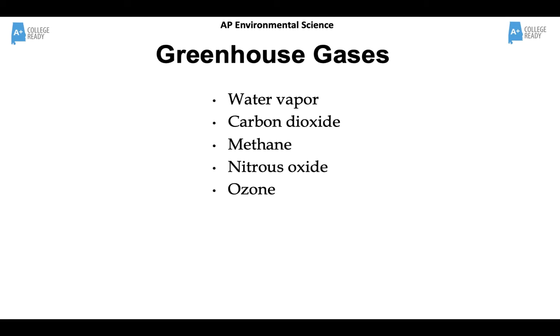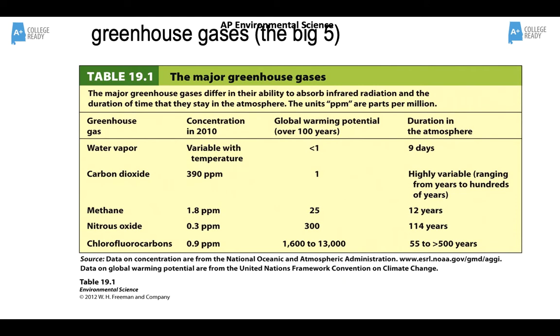So there are several greenhouse gases: water vapor, carbon dioxide, methane, nitrous oxide, ozone, and CFCs are all greenhouse gases. Some are better at trapping heat than others. This table shows you the main ones that are associated with trapping heat. Notice that chlorofluorocarbons have a great potential for capturing heat and causing warming.